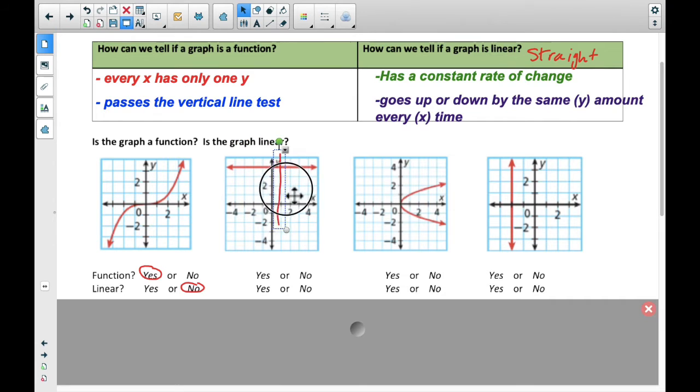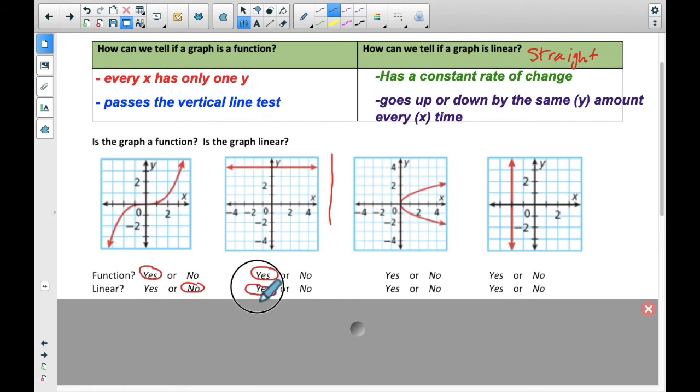Okay, let's look at this next one. Think about our vertical line test. Yes, it is passing the vertical line test, so it is a function. And then is it linear? Well, yes, it's a straight line. That root word, line, means that's what we're looking for. It's going up or down by the same amount every time. It doesn't actually go up or down at all. And so it's still a line though.